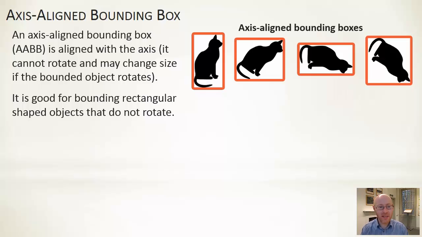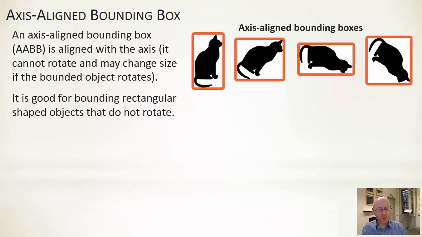So AABBs are good for bounding things which are kind of rectangular in shape, obviously, but that do not rotate. If you have something that is rotating, you need to constantly change the bound or recalculate it. So AABBs are good for platform games, where you generally have objects that fit well within rectangles that don't rotate. Whereas circles are good maybe for top-down shooters or scrollers, where you can have things that rotate and move around, because then they can fit within the circle.